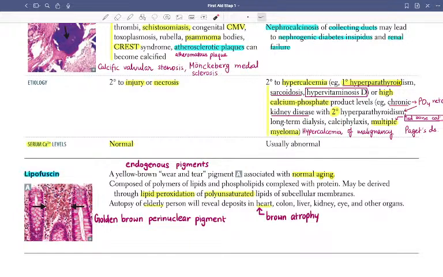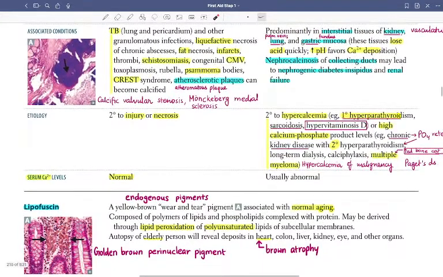Etiology: this is secondary to necrosis. Obviously, we saw that above, liquefactive necrosis and so on. And this is secondary to hypercalcemia, malignant hypercalcemia, where we can have primary hyperparathyroidism, sarcoidosis. That side is other granulomatous infection, but here is TB. But here you have sarcoidosis as well. Hypervitaminosis D, or high calcium phosphate product level. See all of this.